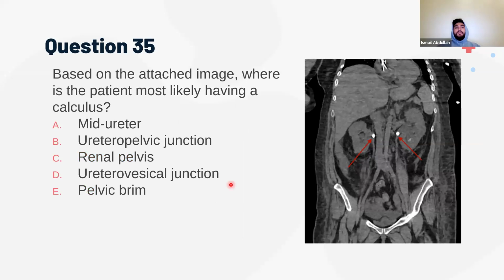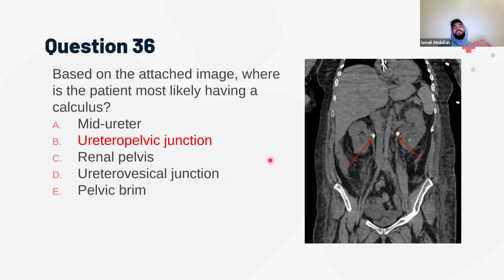Okay, so take a look at the image on the right side. This patient has a calculus. So where do you think this calculus would be? Which part of the ureter? Yes, it's going to be the uretropelvic junction.